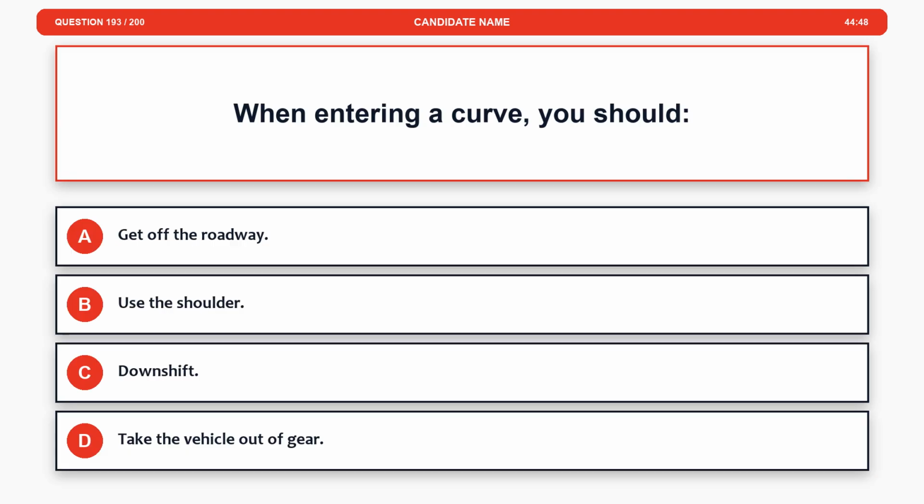Question 193. When entering a curve, you should: Option A, get off the roadway. Option B, use the shoulder. Option C, downshift. Option D, take the vehicle out of gear.